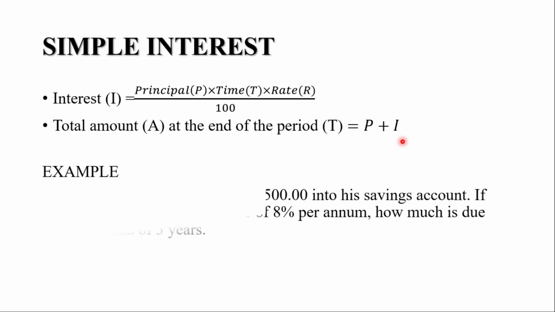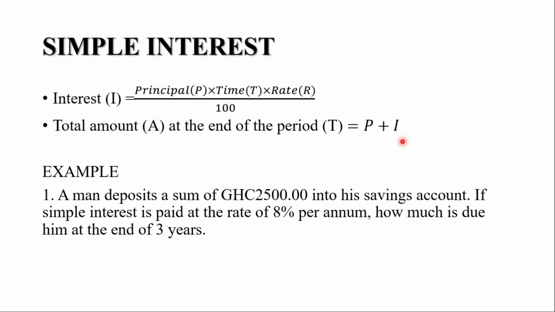All right, example 1. A man deposited a sum of 2,500 Ghana cedis into his savings account. This is the amount he deposited. If simple interest is paid at the rate of 8% per annum, how much is due him at the end of 3 years? So here, the man deposited 2,500 and the rate R is 8% per annum. Per annum here means every 1 year. And he is investing it for 3 years. So the time is 3 years. So every year he gets 8% for 3 years.